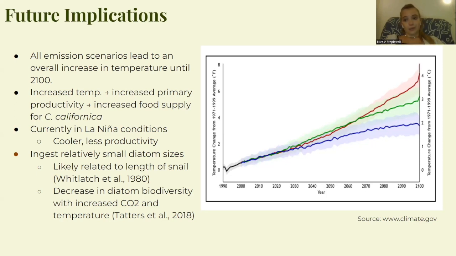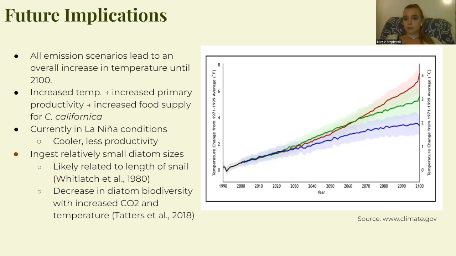However, right now, we know that the climate is constantly fluctuating. We're currently in La Nina conditions, so we expect cooler temperatures and less productivity because of this. We also know that C. californica ingests relatively small diatom sizes. Diatoms are their main food of choice. And Whitlatch et al. believe that this is likely related to the length of the snail. And so we will expect to see a decrease in diatom biodiversity.